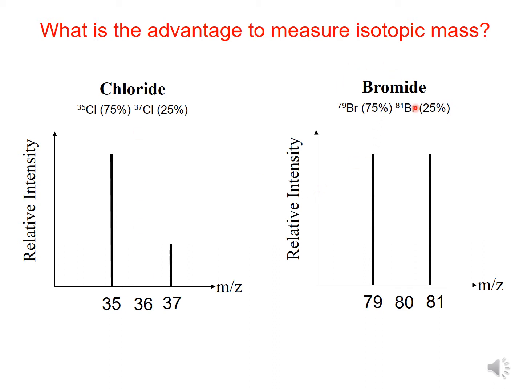For the bromide, this is quite similar. This is between 79 and 81. So at 80, there is nothing, and we have two peaks corresponding to these compounds. So these are the two isotopes of bromide. The bromide 79 is represented here, and the bromide 81 is represented here. And you see that the relative intensity is similar because it is 50-50 between bromide 79 and bromide 81.